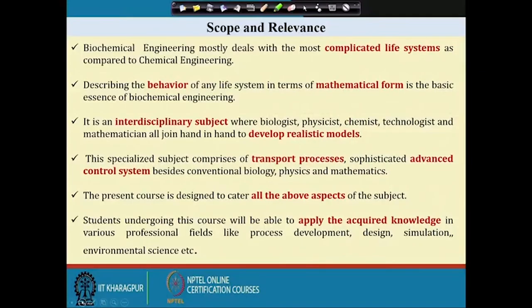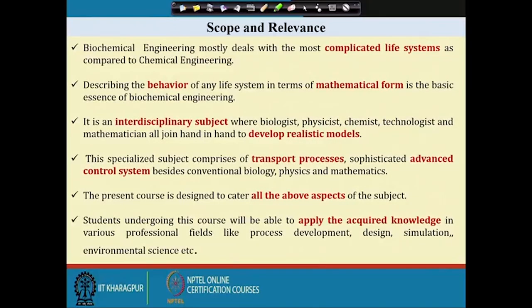Now, the scope and relevance of the course is several. Biochemical engineering mostly deals with complicated life systems. I have already explained what we mean by a complicated life system. For the life system, we shall have to develop some kind of feeling for the process, otherwise we cannot handle the process very nicely. Then we describe the behavior of any life system in mathematical form. I told you that the mathematical representation of a process is called mathematical modeling. We try to develop a model of the living system, and the validity of the mathematical model comes through the simulation of the process.